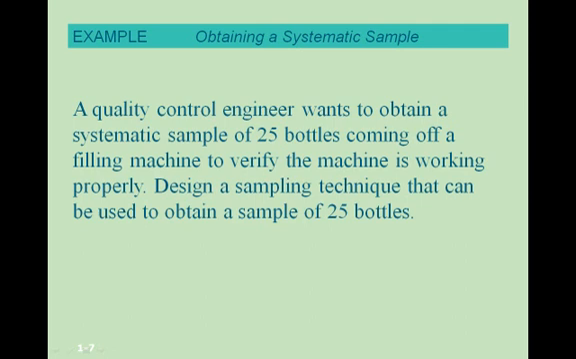So let's look at an example of obtaining a systematic sample. A quality control engineer wants to obtain a systematic sample of 25 bottles coming off a filling machine to verify the machine is working properly. Design a sampling technique that can be used to obtain a sample of 25 bottles.